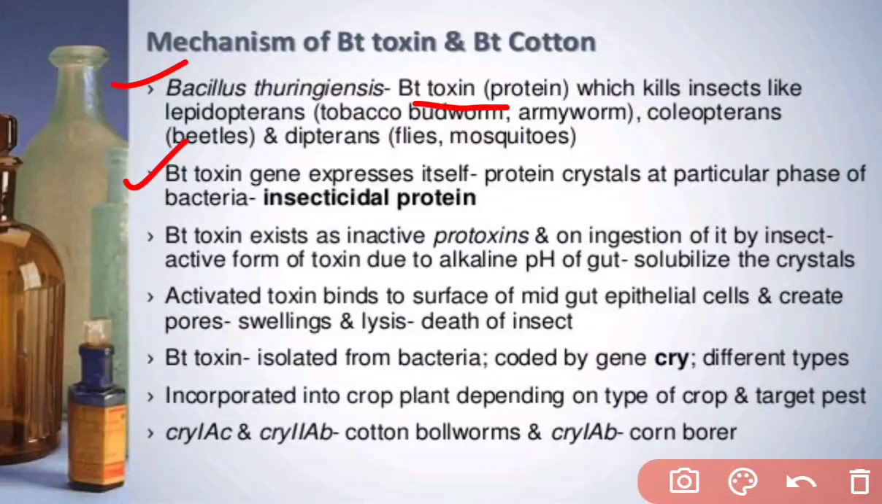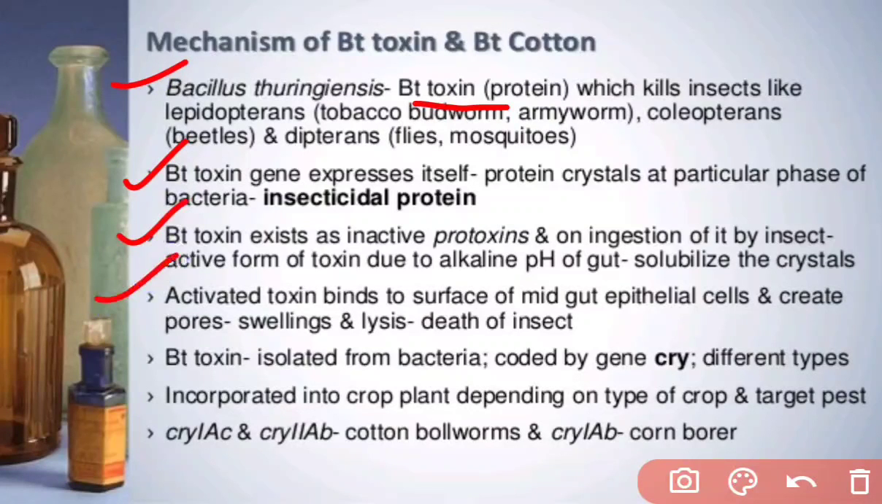The BT toxin gene expresses itself as a protein crystal at a particular phase of the bacteria, that is called insecticidal protein. So they are creating the protein, and BT toxin exists as inactive protoxin, and on ingestion by the insect, lepidopteran, coleopteran, or dipteran, that toxin which was inactive in the bacteria will become active in the alkaline pH of the gut of that insect. Inside their gut the alkaline pH is present, that solubilizes the crystal and the crystal becomes active, meaning toxicity starts now.